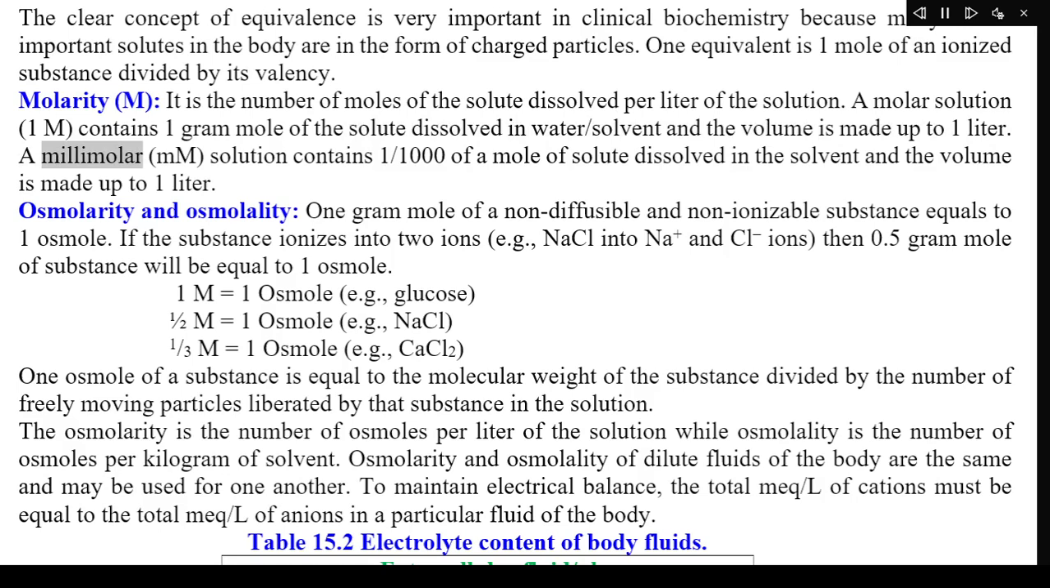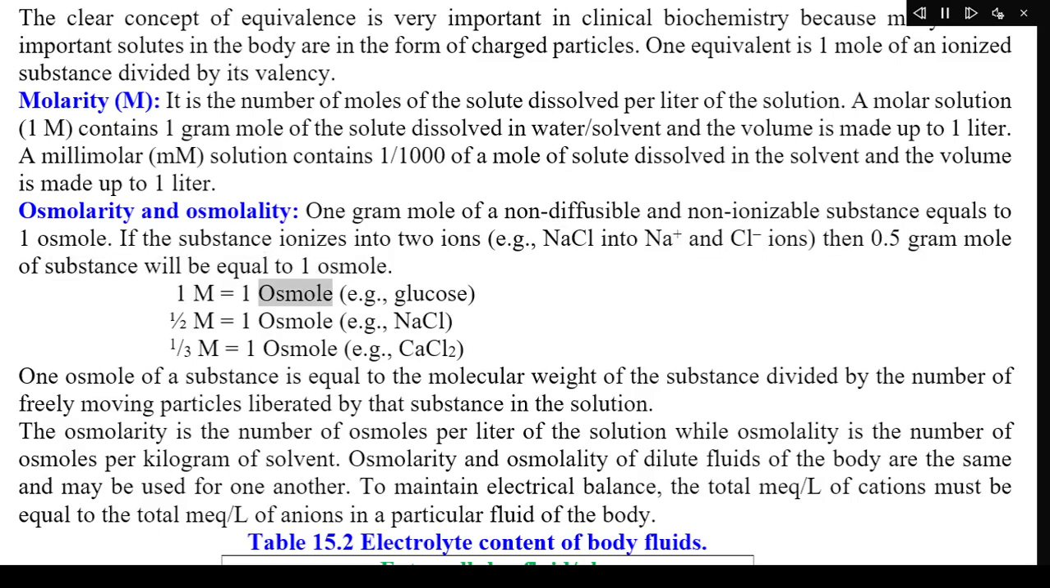A millimolar, mM, solution contains 1/1000 of a mole of solute dissolved in the solvent and the volume is made up to 1 liter. Osmolarity and osmolality. 1 gram mole of a non-diffusible and non-ionizable substance equals 1 osmole. If the substance ionizes into 2 ions, for example NaCl into Na+ and Cl- ions, then 0.5 gram mole of substance will be equal to 1 osmole.